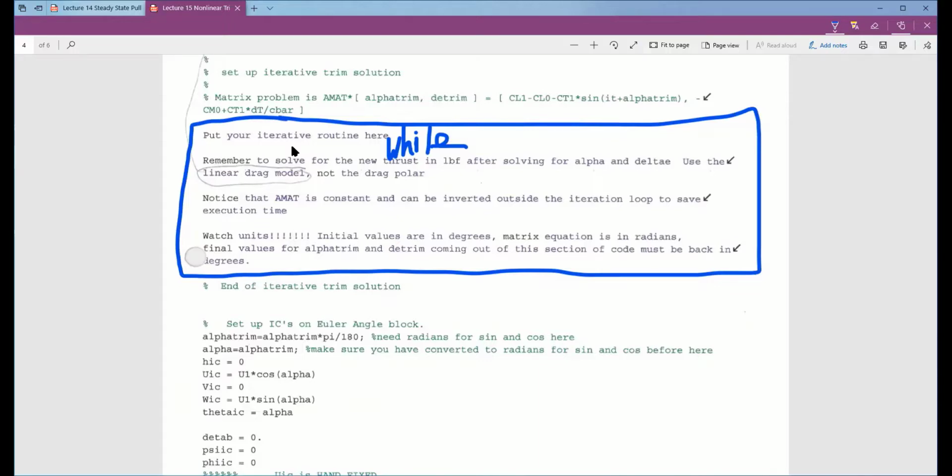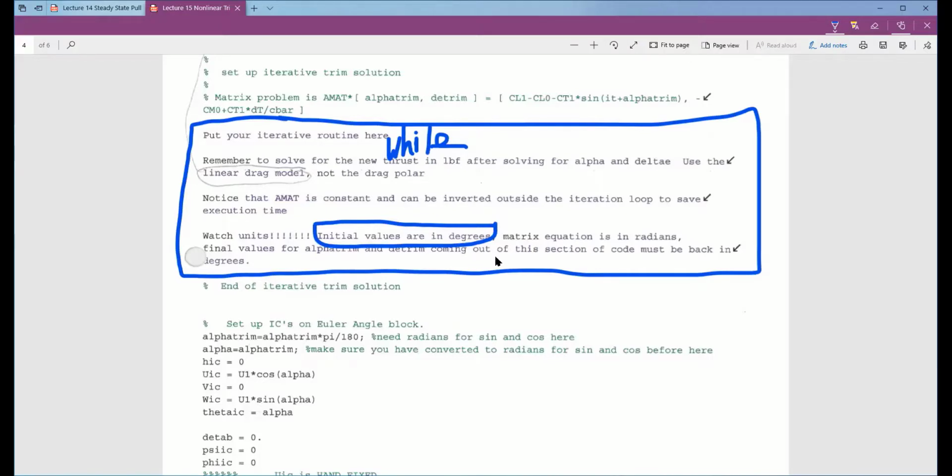The key thing that you have to focus on, I've noted here, is that the initial values coming into your loop are in degrees. So those values that you type in at the top are in degrees. You need to convert them to radians because all of the parameters are in radians. You guys know how to do that. You just multiply by pi and divide by 180. And then you'll do your iterative trim solution.